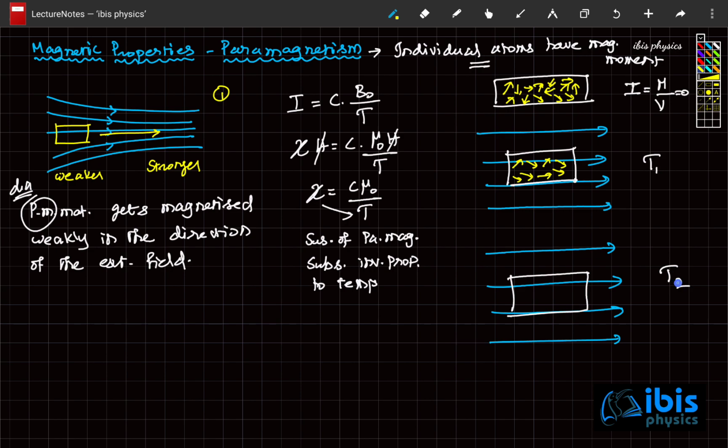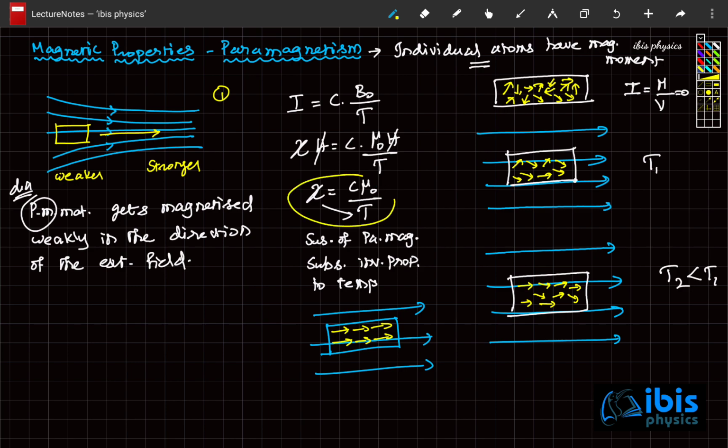But what if temperature T2 is less than T1? When the temperature is reduced, the alignment is almost near perfect. It is aligned in the direction of the field, and the randomness has reduced. But there will come a temperature where this aligns almost perfectly in the direction of the external field, and at that point Curie's law won't work.